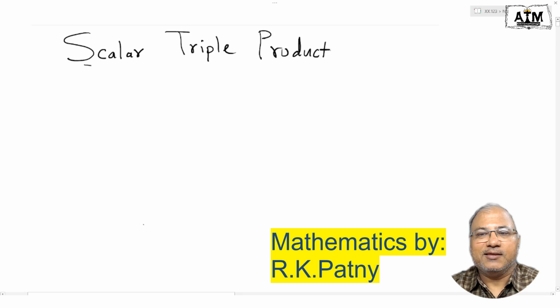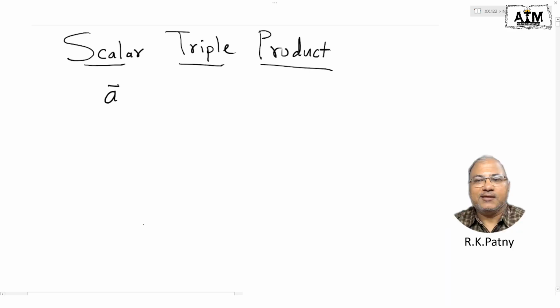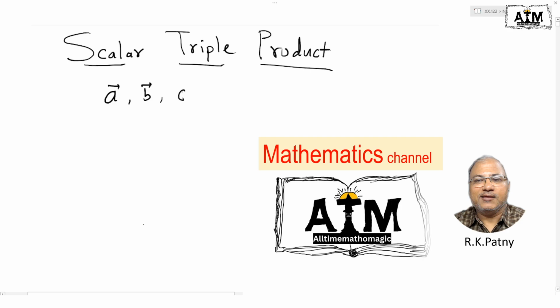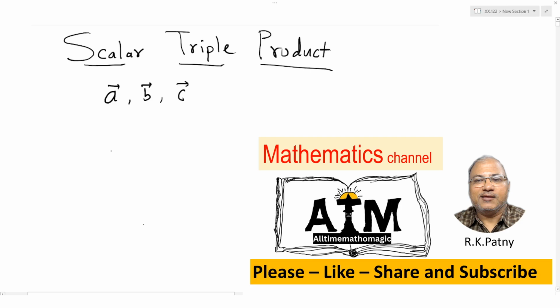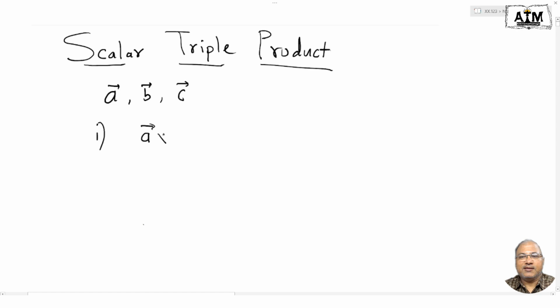Today I am going to talk about the scalar triple product, all about the scalar triple product, and try to give one or two examples. First of all, we have three vectors: vector A, vector B, and vector C. These are the three vectors. Suppose I first find A cross B, that is the vector product of A and B. In the second step, I find A cross B dot C, that is the dot product. First I find A cross B, after that I find the dot product with C.